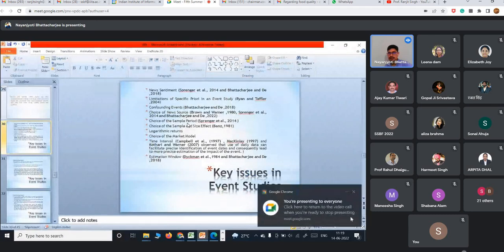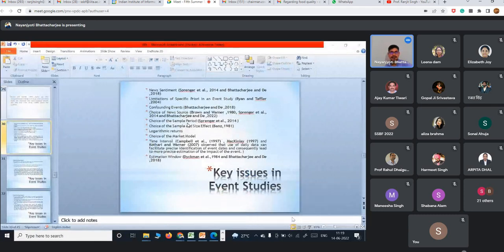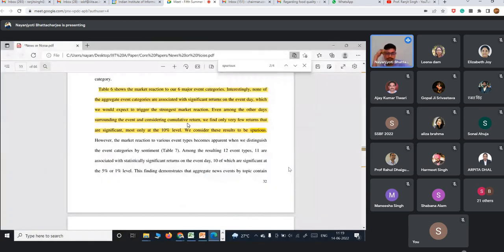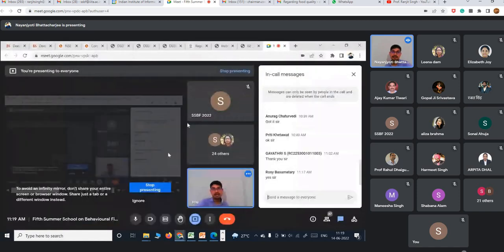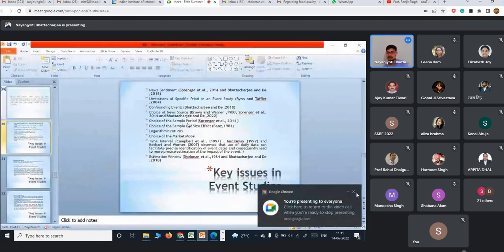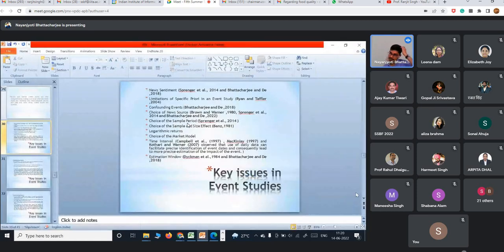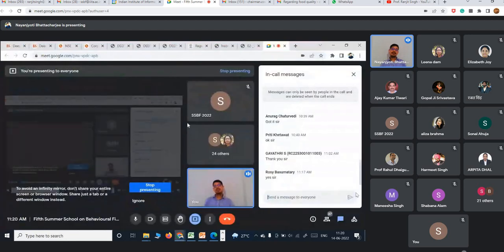Sprenger and Welp in their paper highlighted this fact, and this fact was also observed in the paper that we came up with. As I mentioned, in 2018 we came up with a paper using event study literature, which was published in a Scopus and Web of Science indexed journal, the Scientific Annals of Economics and Business. So this particular fact was emphasized by Sprenger in their work.